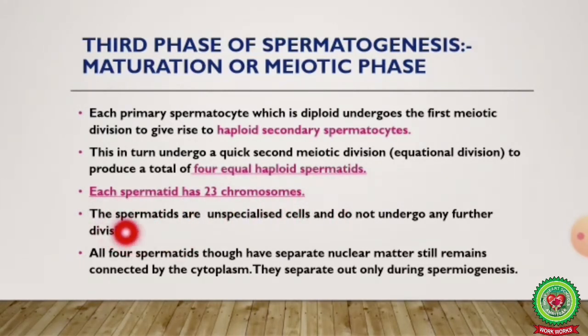Now the spermatids are unspecialized cells and do not undergo any further division. All the 4 spermatids, though they have separate nuclear material, still remain connected by the cytoplasm. They separate out only during the process of spermiogenesis.